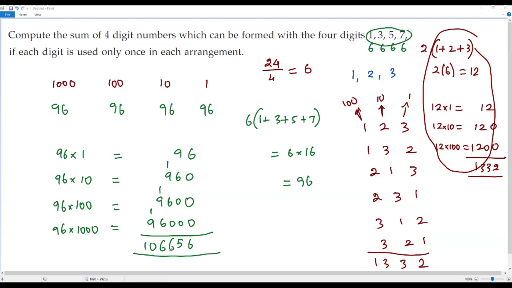The sum is 106,656. And also here each digit is used only once in each arrangement. So the answer for this question is 106,656.